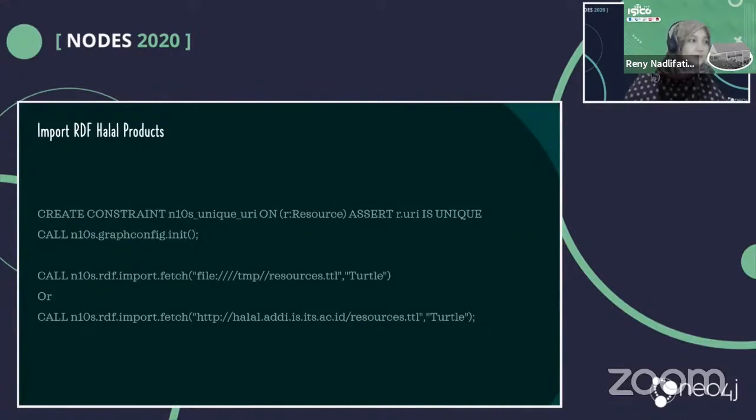So how do we import the RDF halal products? The first thing, you need to install neosemantics, and then you can use this with the constraint and so on. After that you need to init the graph, and then you have to fetch the TTL. We already provide it on our website. I use this because I already downloaded it locally, and you can also go directly to this link, which I already provide there.